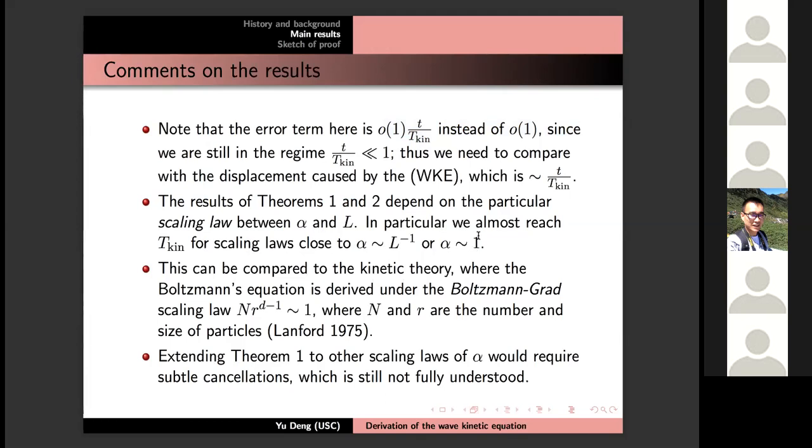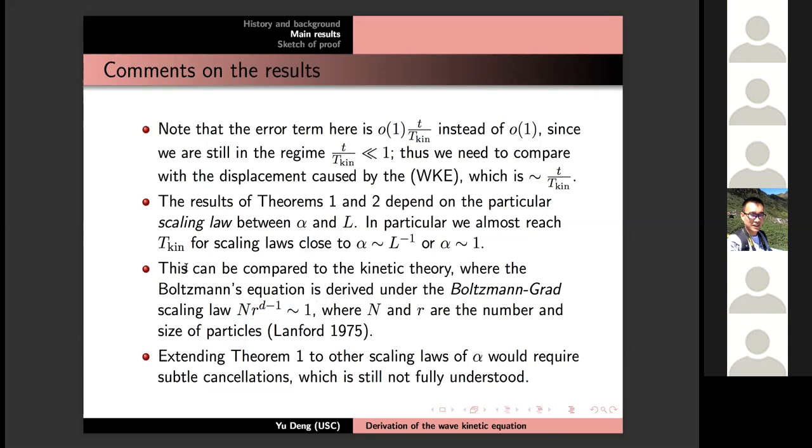This can be compared to the kinetic theory, where the full derivation of the Boltzmann equation was done under the so-called Boltzmann-Grad scaling law, namely n times r^(d-1) equals 1, where n is the number of particles and r is the size of the particles. And I think the derivation of the Boltzmann equation for other scaling laws between n and r is actually not known as of now.